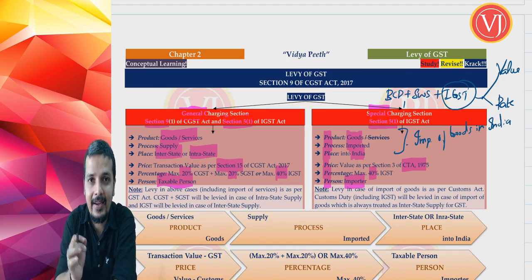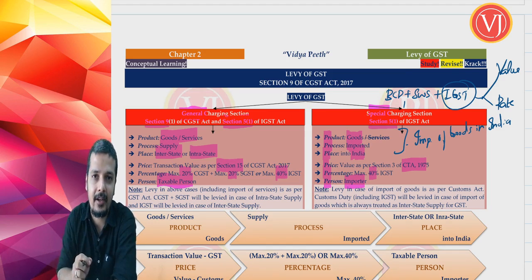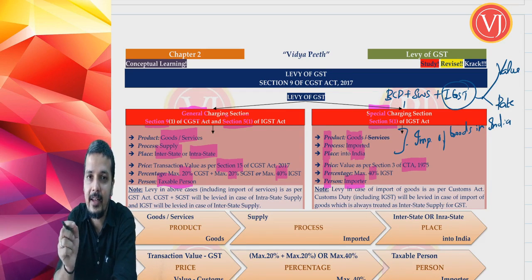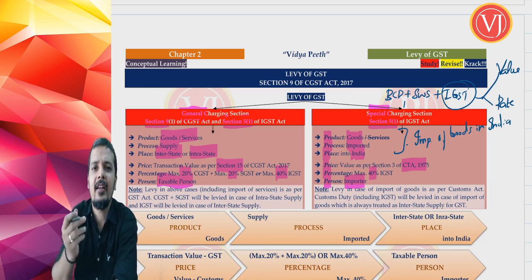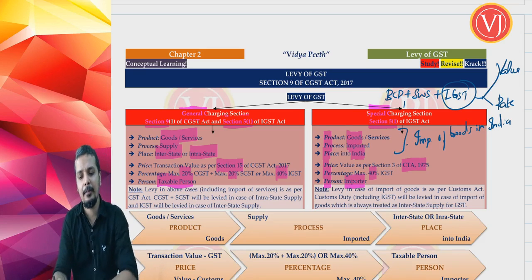For price, to calculate IGST within that customs duty, you have to refer to the Customs Tariff Act, and the rate on the IGST element will be the same rate which applies when the same goods are sold within India, and the person who will be paying is the importer.